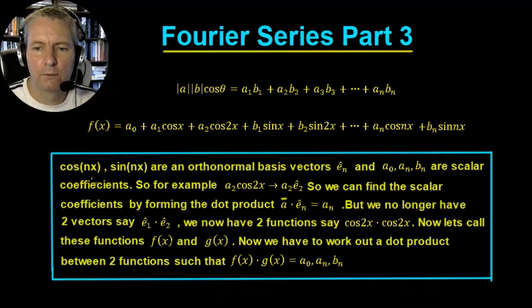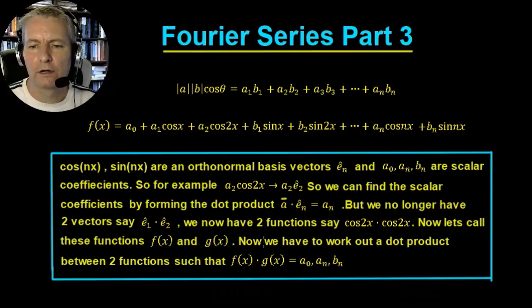Now we've seen that we can think about the cos nx and the sin nx as forming an orthonormal basis. So we can think of that as the same as the vectors En hat, and we can think of the A0, An and Bn as forming scalar coefficients. So for example, we could write A2 cos 2x, that is equivalent to writing A2 E2 hat. So we can find the scalar coefficients by forming the dot product. That's the vector A dotted with En hat will give us the value of our coefficient An.